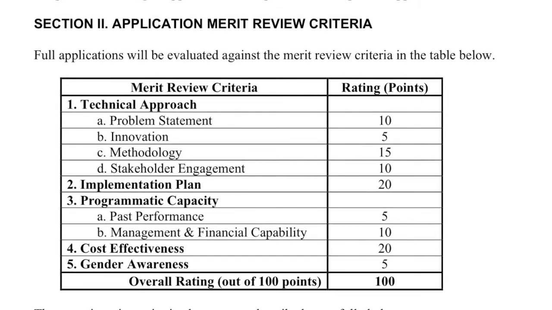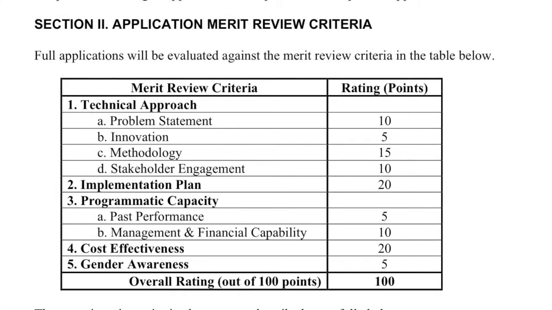Criterion 1B, innovation, will judge the overall uniqueness of the activity area in terms of model, approach, and/or scientific products used, as well as such innovations being clearly stated and defined. This section is worth 5 points.